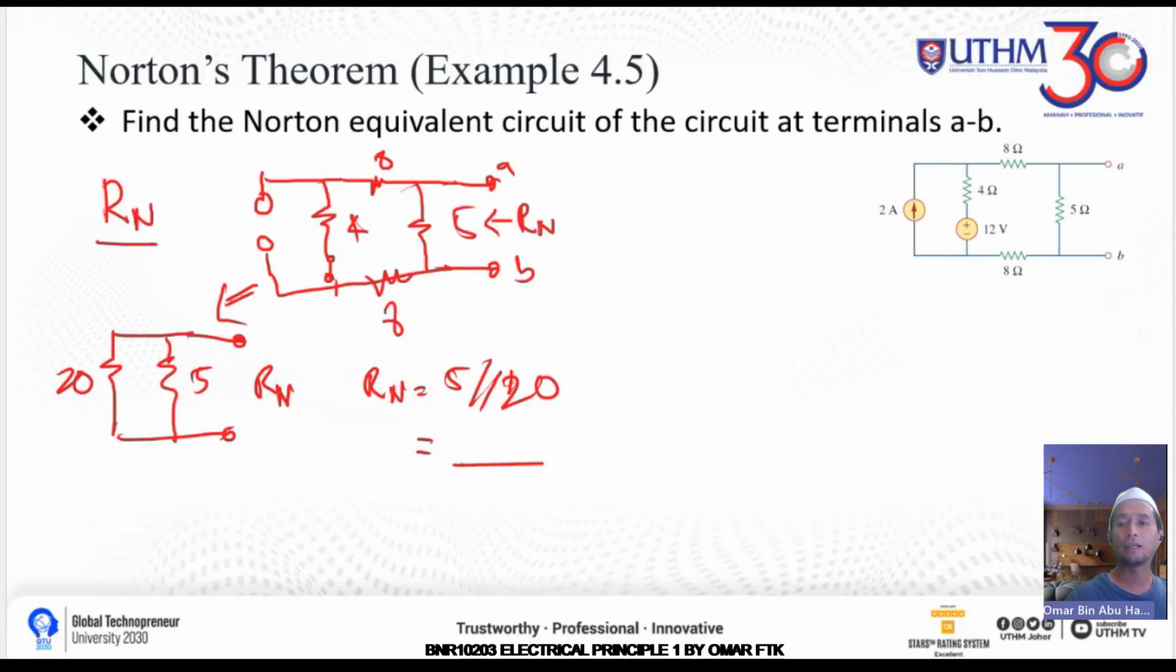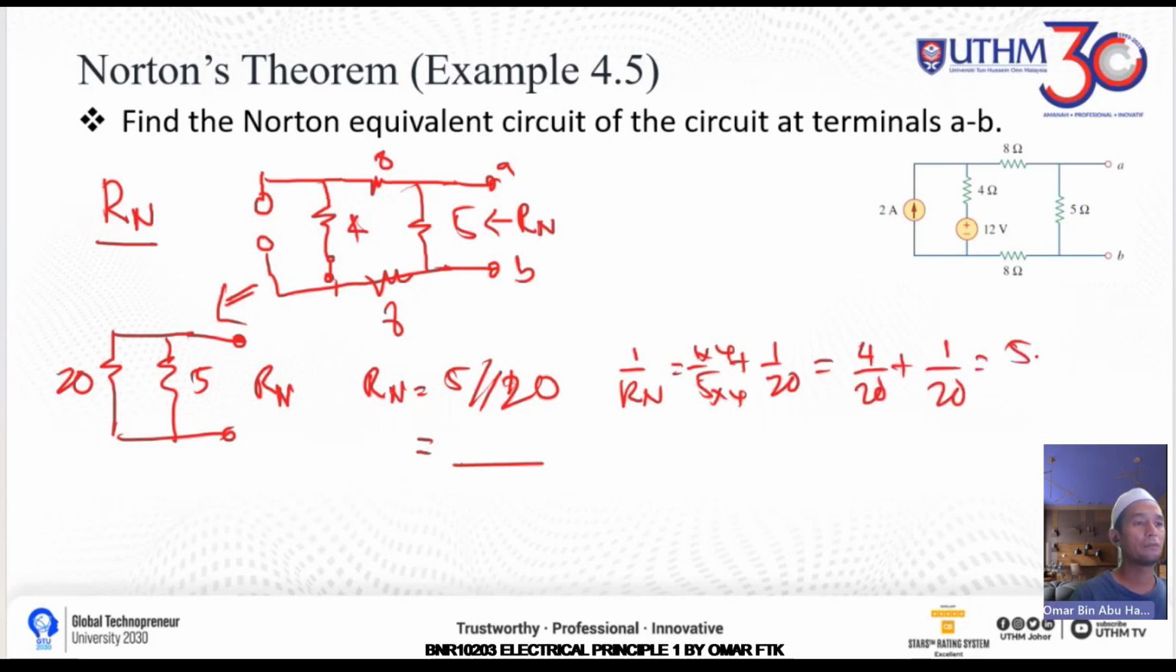5 parallel with 20. How much, Amirul? Can you calculate this for me? 1 over Rn equals 1 over 5 plus 1 over 20. This one times 4 times 4, so it will be 4 over 20 plus 1 over 20, which is 5 over 20, which is 1 over 4. Okay, so Rn actually is 4 ohm.